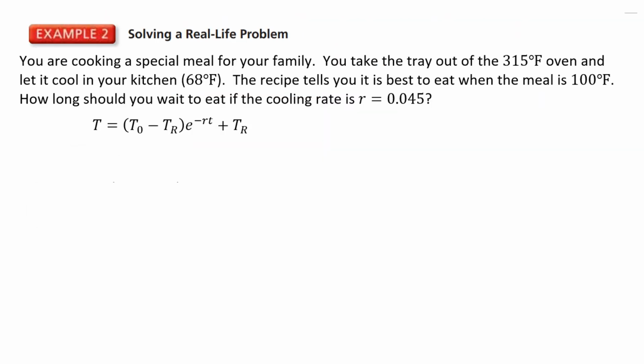So let's take all of those T's and R's and apply them to this situation. You're cooking a special meal for your family. You pull something out of the oven that you had set at 315 degrees and you let it cool off for a while in your kitchen, which is currently 68 degrees Fahrenheit.